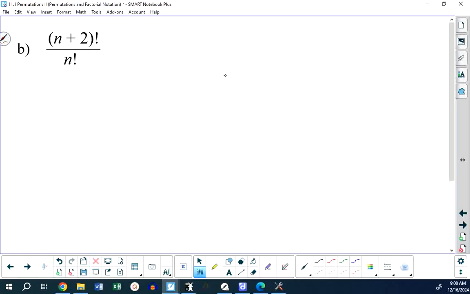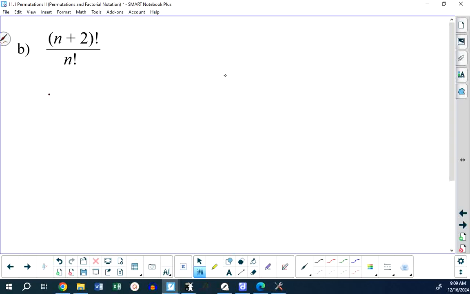What about n plus 2 factorial over n factorial? Well, this time, we're not going to expand the n factorial because n is smaller than n plus 2. We're going to expand the n plus 2 factorial until we see where the n factorial is. And I'm perfectly aware most of you know where the n factorial is going to be. But it's a little bit different.